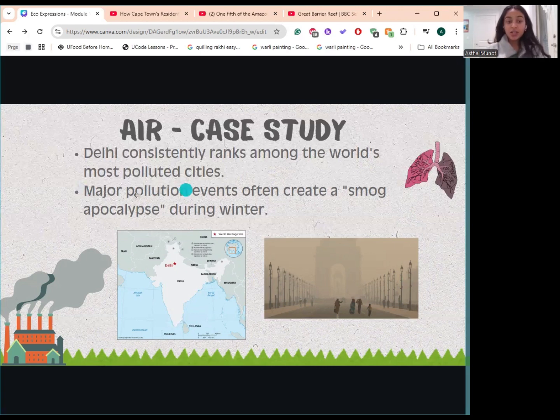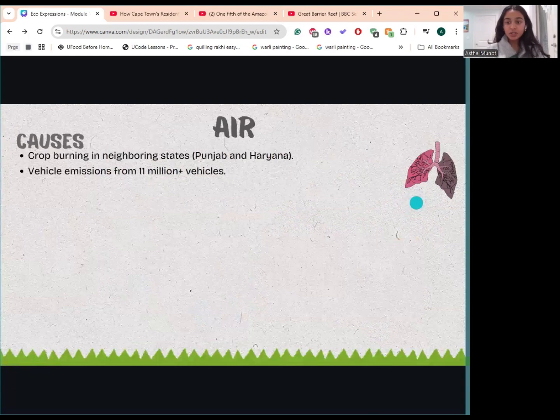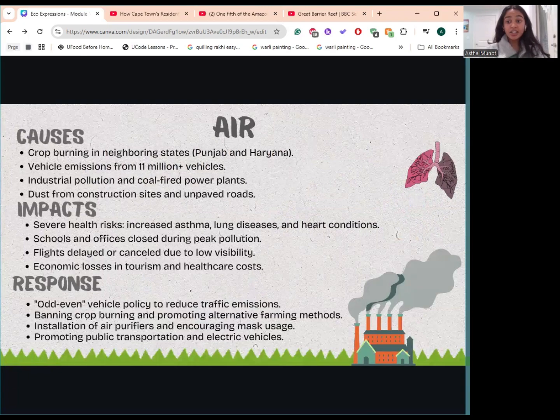Major pollution events often create a smog apocalypse during the winter in Delhi. People had to wear masks, and there were a lot of issues with the poor air quality, especially in the winter time. There was smog, and here's a picture of what it looked like, all the air pollution. The air in Delhi can sometimes be worse than smoking a dozen cigarettes a day. So just being outside in that air is worse than smoking that much.